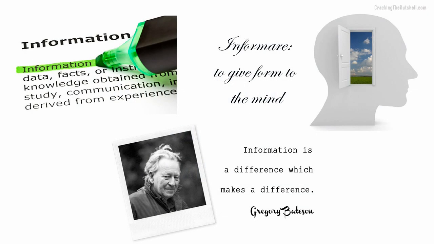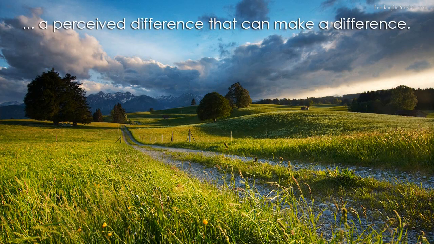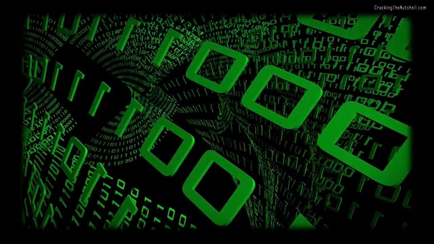In the previous video, I discussed several definitions of information, and I mainly concentrated on Gregory Bateson's definition, which describes information as a difference that makes a difference. I modified his definition to information is a perceived difference that can make a difference, and discussed how information has the potential to be used as the basic currency for describing reality.